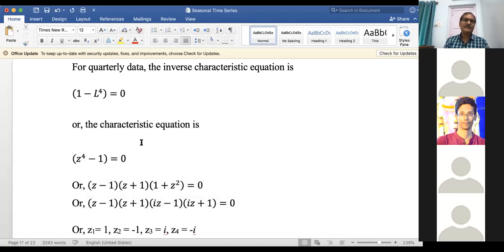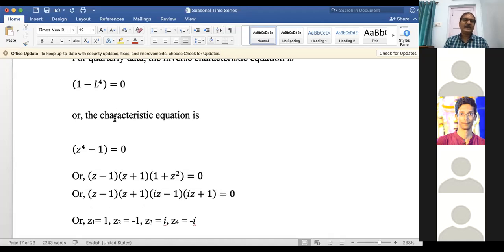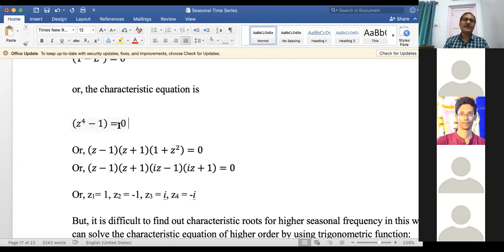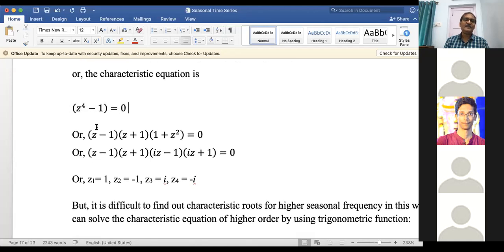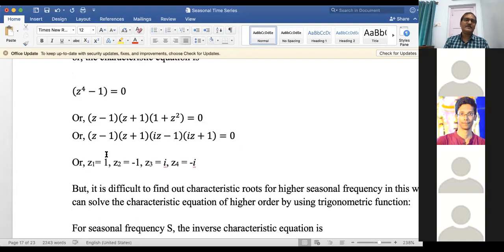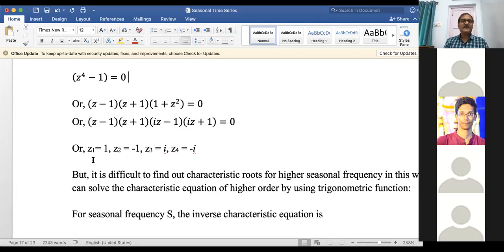In this case, as we have taken here the quarterly data, the characteristic equation is Z to the power 4 equal to 1. It is AR1, but we have the characteristic equation like this. It is not a linear equation. So if you solve it, you will get 4 values of Z. We have discussed in the last class the 4 values of Z like this: (Z minus 1)(Z plus 1)(1 plus Z square) equal to 0, or ultimately you have 4 characteristic roots in this way. Z1 is equal to 1, Z2 is equal to minus 1, Z3 is equal to plus i, Z4 is equal to minus i. So you have got 4 characteristic roots, even in the case of AR1.